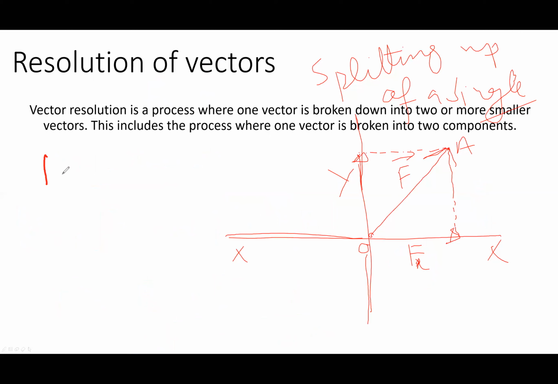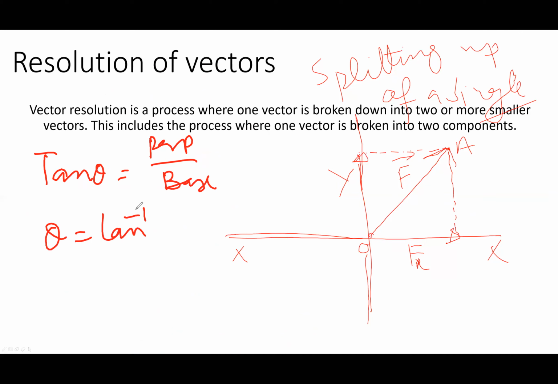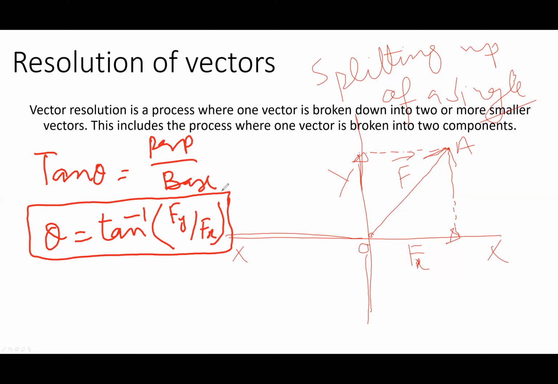Tangent theta. Now we will find the angle. Tangent theta is equal to perpendicular by base. Theta is equal to tangent inverse of fy divided by fx. So we have resolved a vector into its rectangular components.